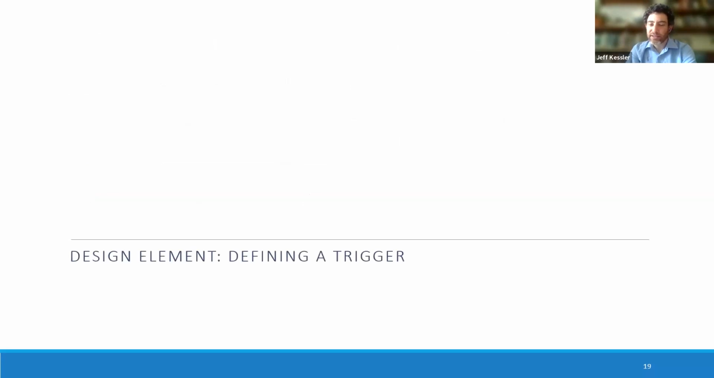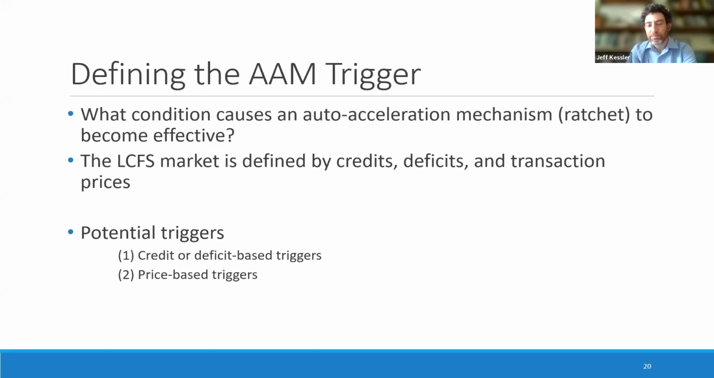The next several slides discuss the first design elements for auto acceleration mechanisms, the market determinants that can trigger the adjustment. The main LCFS market indicators consist of the supply of credits and deficits. In turn, credit and deficit supply determines the price that LCFS credits change hands at, and expectations for compliance in the future. As such, transparent triggers are likely to be implemented using either credit and deficit supplies or credit prices.